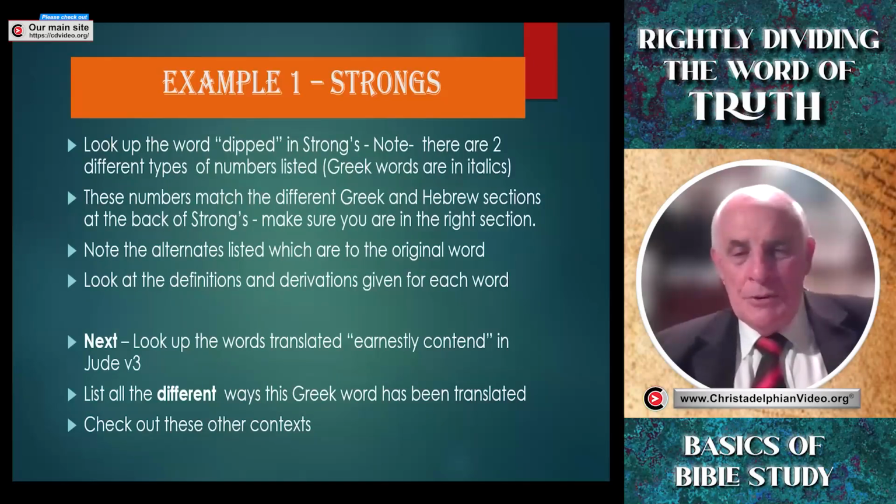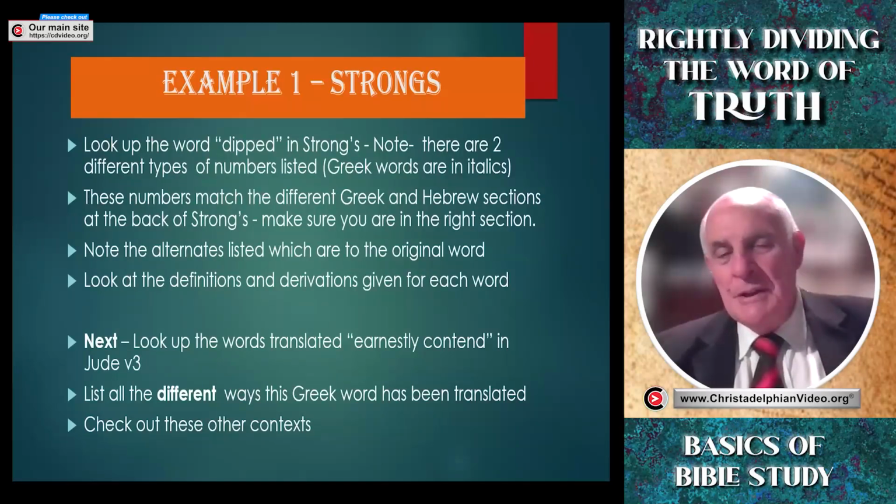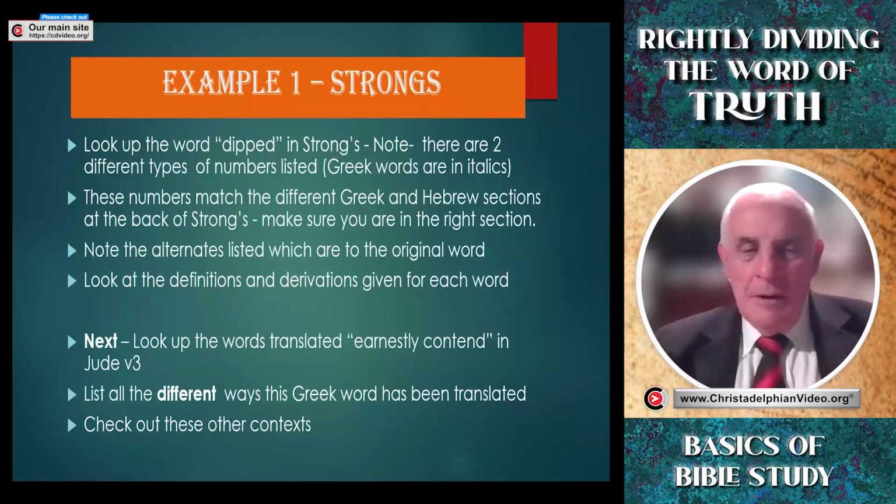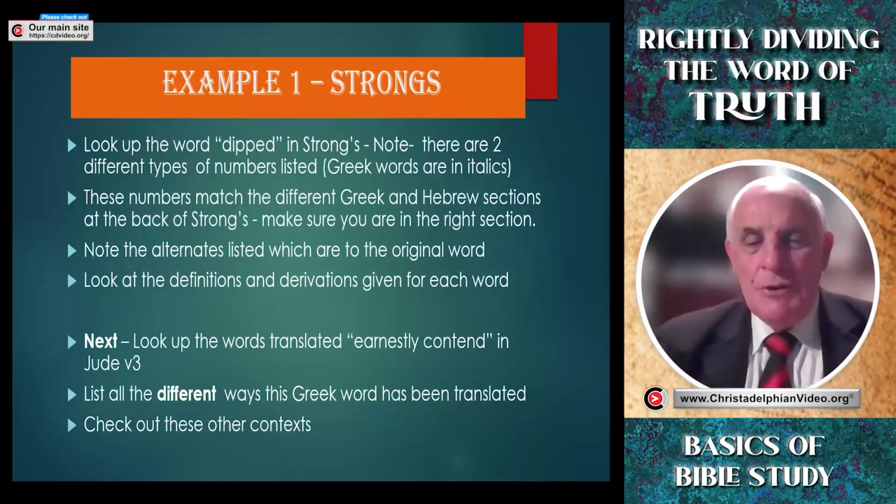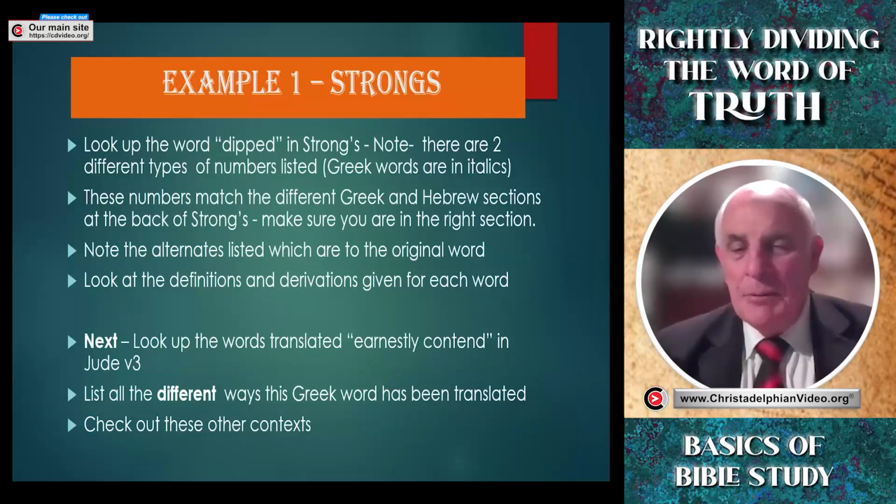Now, when you go to Strong's and you look up the word dipped, you will see that there are some numbers in normal print and some are in italics, and they are the Greek words. So the numbers you get in italics are in the Greek section at the back. A lot of people don't realize when they get to a Strong's Concordance that there are 2 sections at the back of the book, a Hebrew section and a Greek section. So make sure you're in the right section, otherwise you'll find that a very confusing outcome. So get your number in the Greek or Hebrew section, go to the relevant section and check out the meaning of the word dipped.